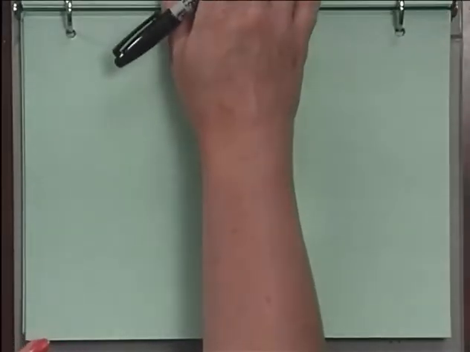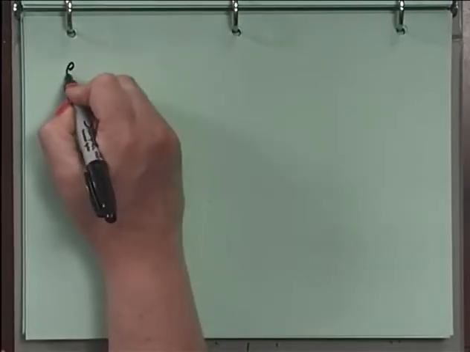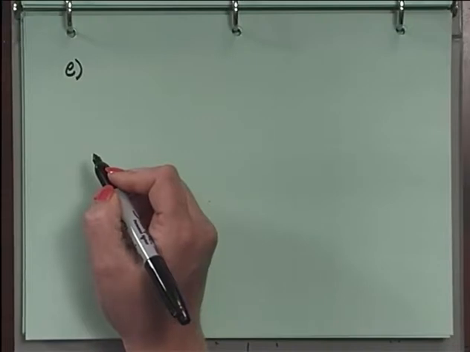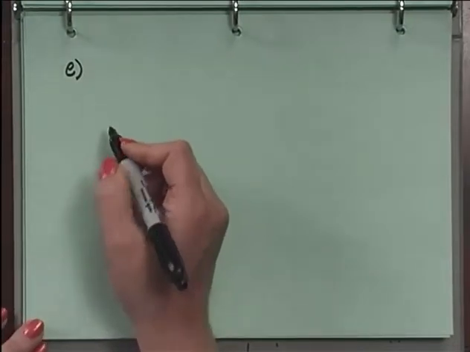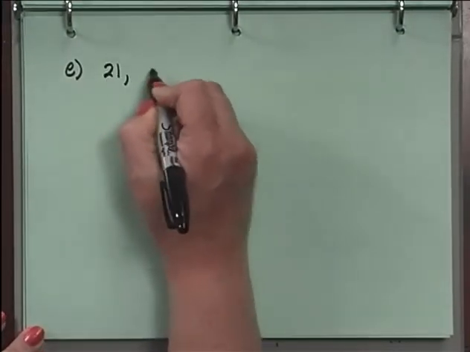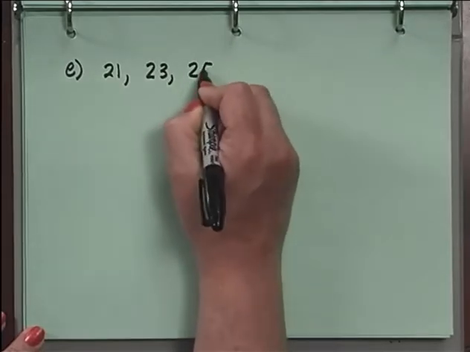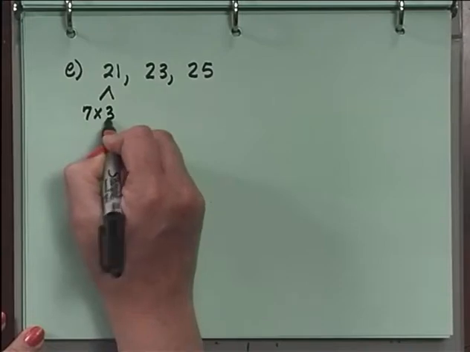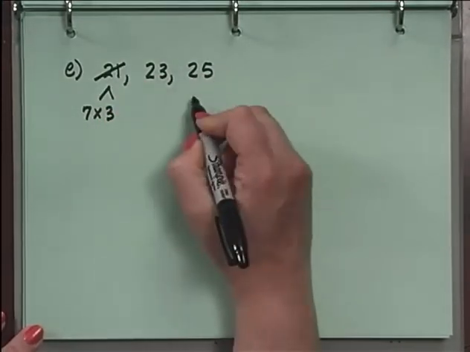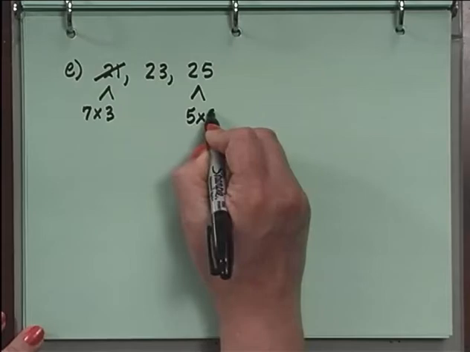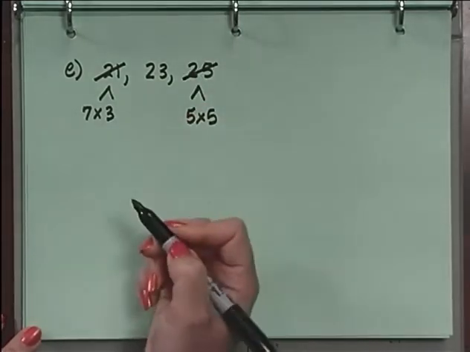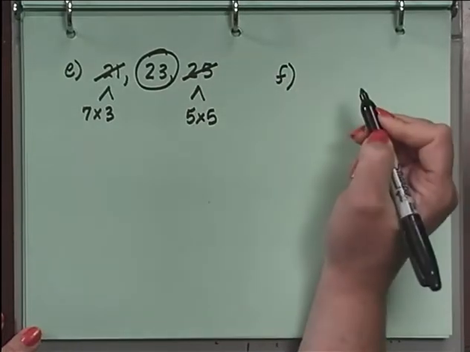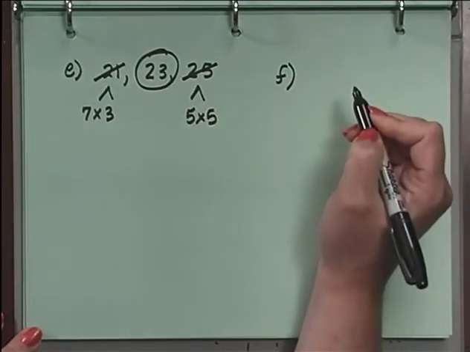Let's look at problem E. In problem E, we're given 3 numbers, and we're asked which number in each group is a prime number. So 21, 23, and 25. Well, 21, 7 times 3 is 21, so that automatically eliminates 21 from being prime. And 5 times 5 is 25, so therefore 25 cannot be prime. That means 23 is the prime number. And it is a prime number.